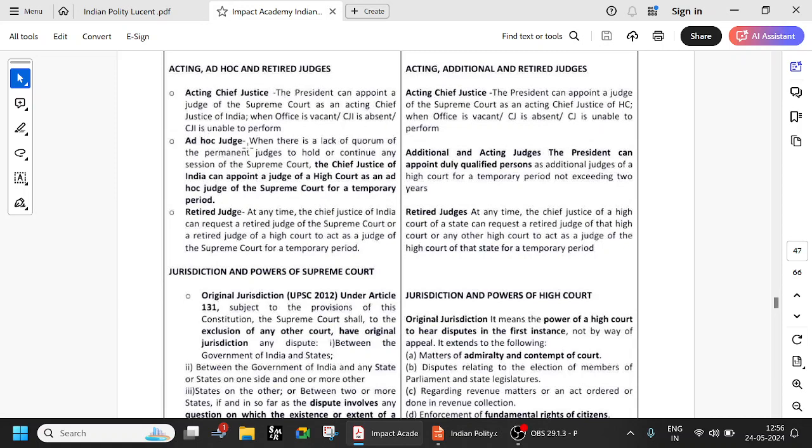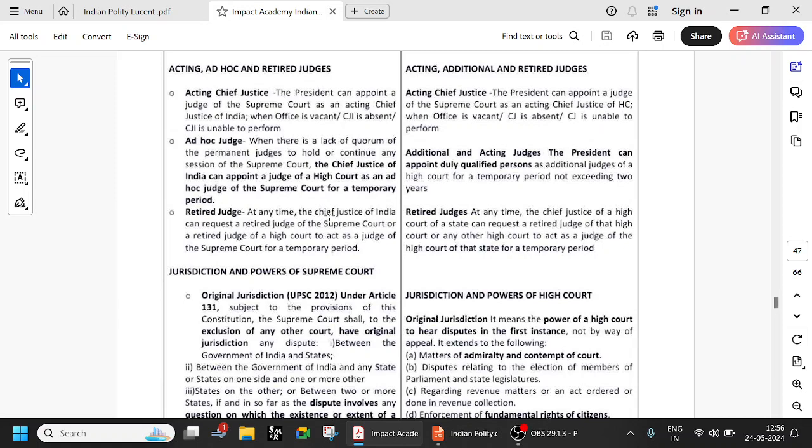Now, ad hoc judge. When there is a lack of quorum of permanent judges to continue the session of the Supreme Court, 3 or 4 are required. Suppose there are too few and the number of cases is too high, the Chief Justice of India can appoint a judge of a High Court as an ad hoc judge of the Supreme Court for a temporary period. And who is appointing this? The Chief Justice of India, not the President. So acting Chief Justice is appointed by the President. Ad hoc judge is appointed by the Chief Justice of India.